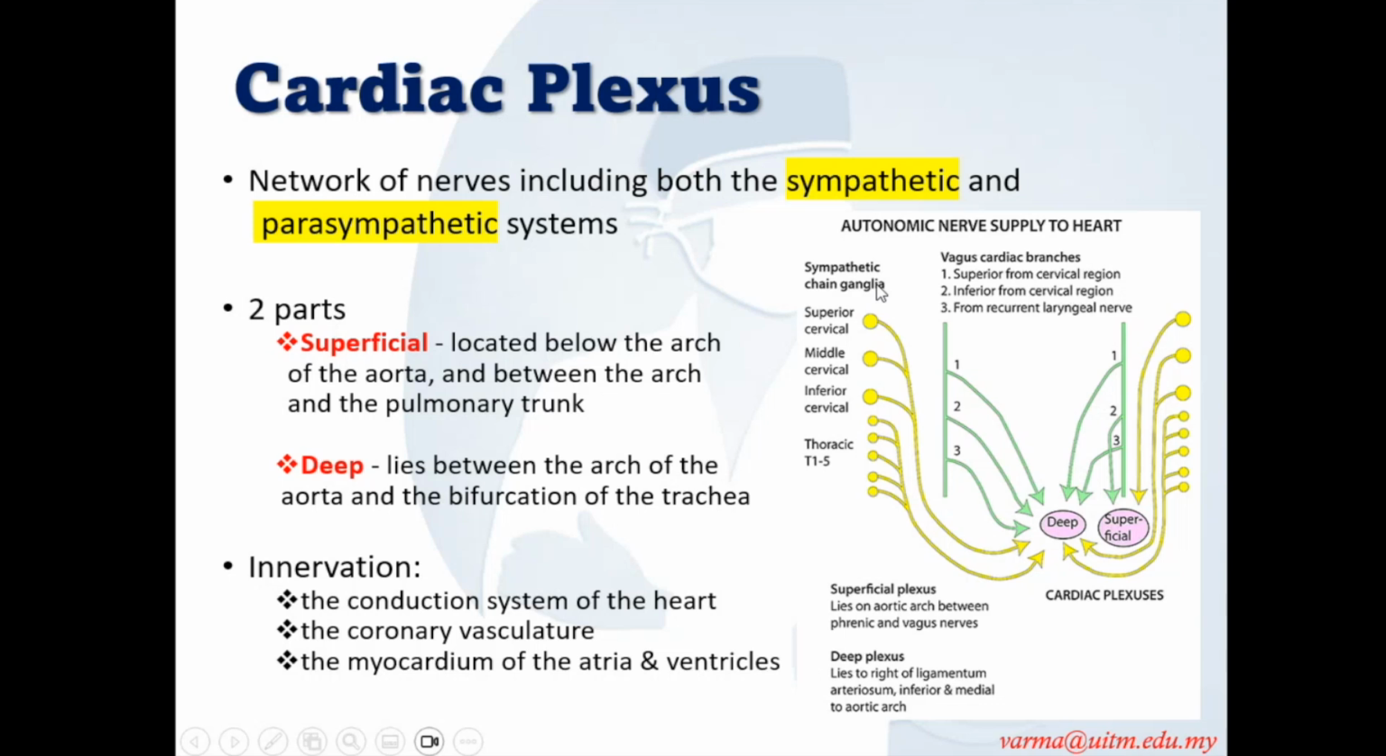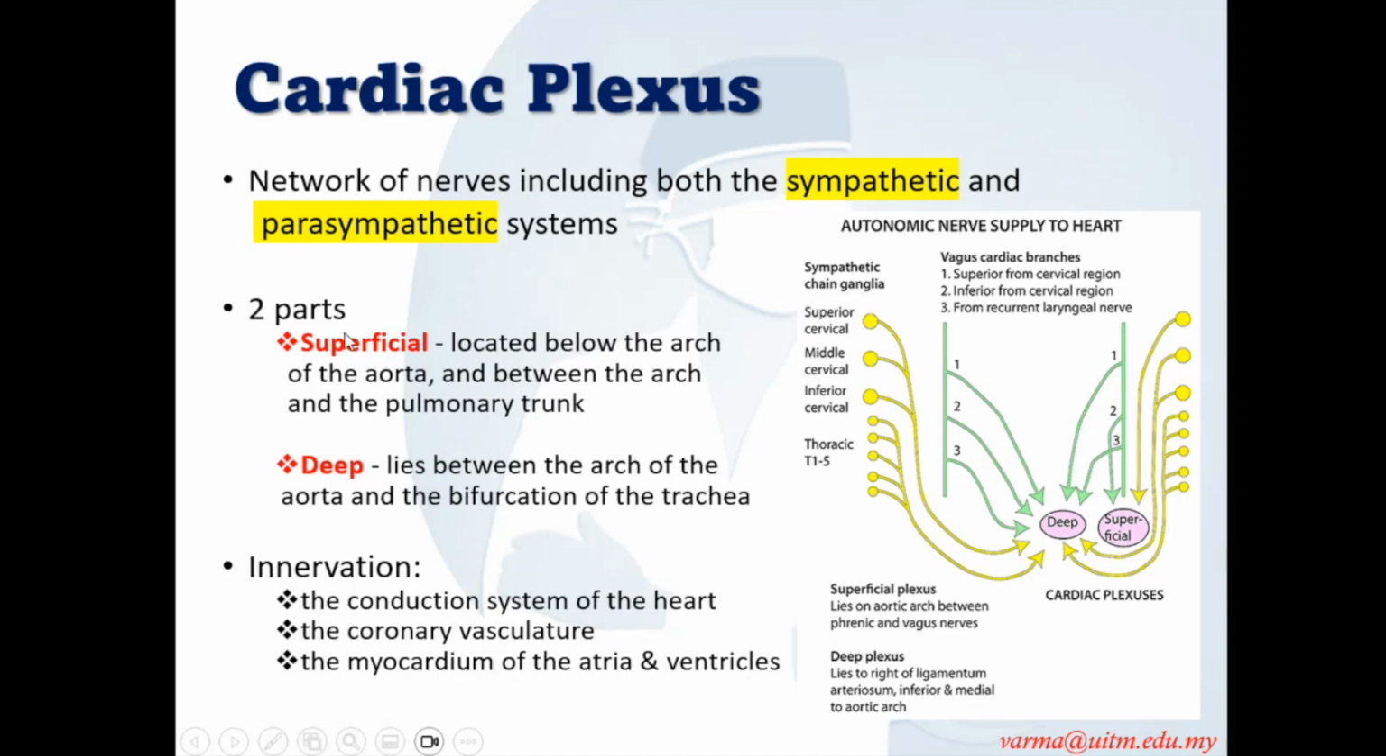Okay, so sympathetic chain ganglia, you have superior, middle, and inferior cervical, and thoracic T1 to T5, whereas the vagus cardiac branches are again from superior, inferior, and the recurrent laryngeal nerve. I'm not going in depth about all this. You just have to know this.